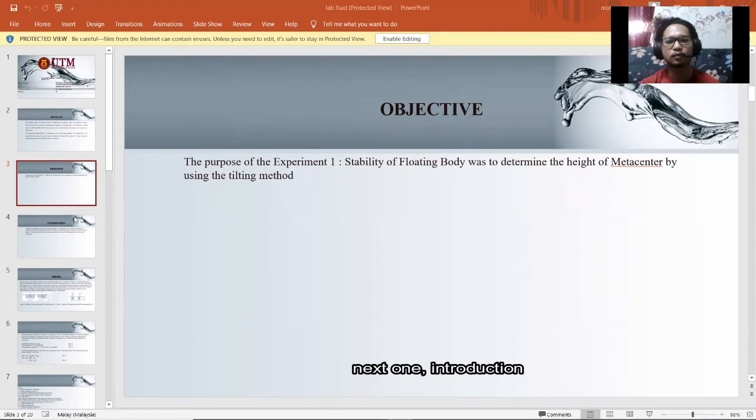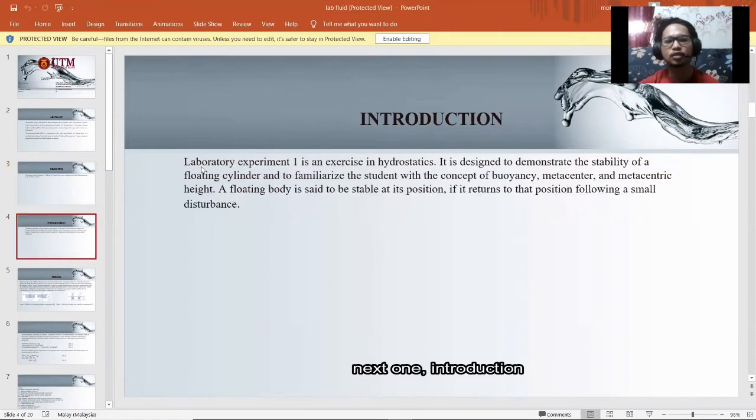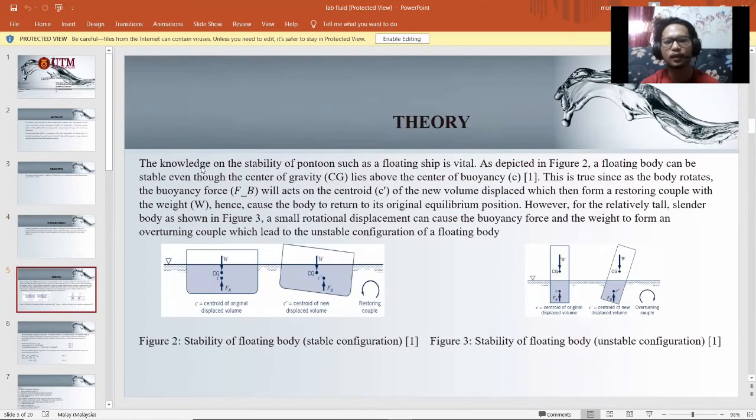Next one, introduction. Laboratory experiment 1 is an exercise in hydrostatics. It is designed to demonstrate the stability of a floating cylinder and to familiarize the student with the concept of buoyancy, metacenter, and metacentric height. A floating body is said to be stable at its position if it returns to that position following a small disturbance. Theory. The knowledge on the stability of bodies such as floating ships is wide.